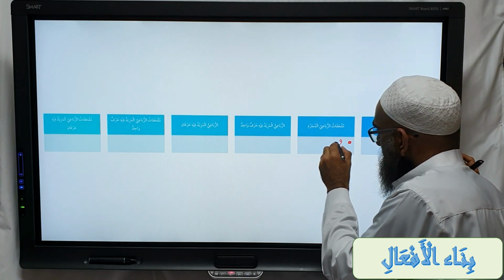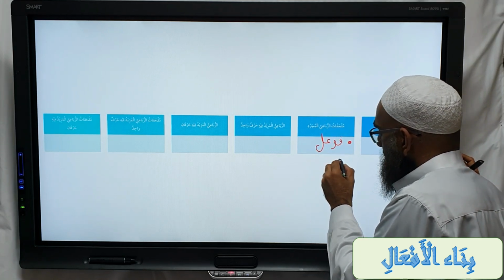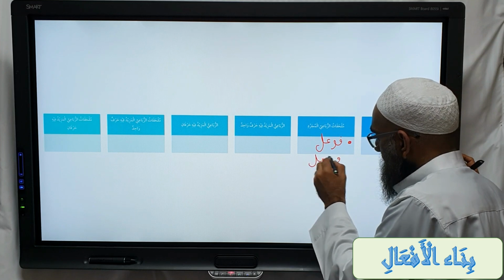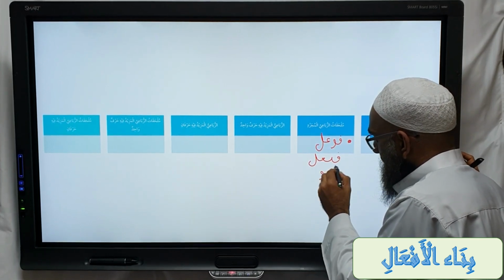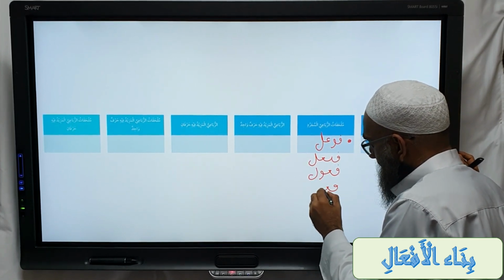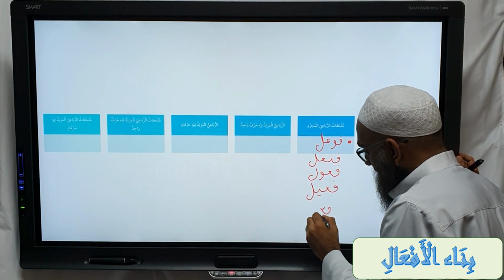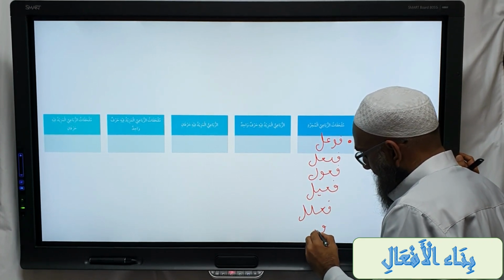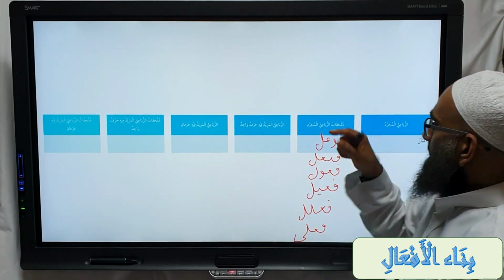You have already added in here now. فعلة, فوعلة, then what? فعلة, then فعولة, then فعيلة, then فعللة, then فعلة. Have to add that in.